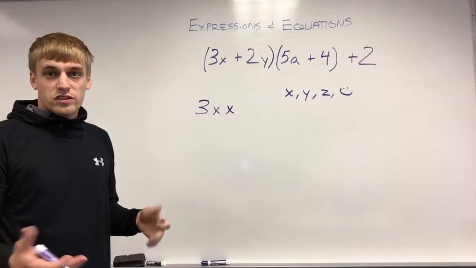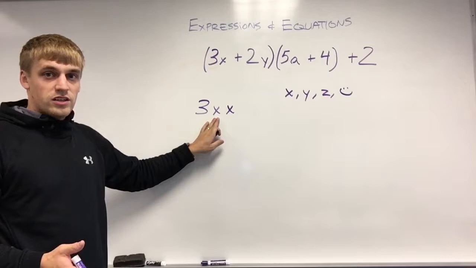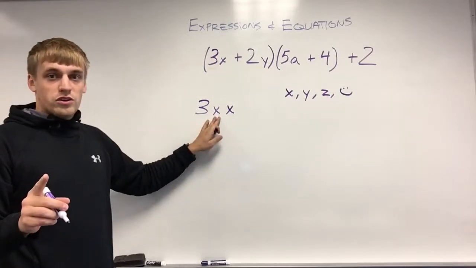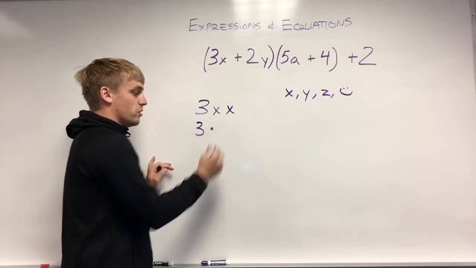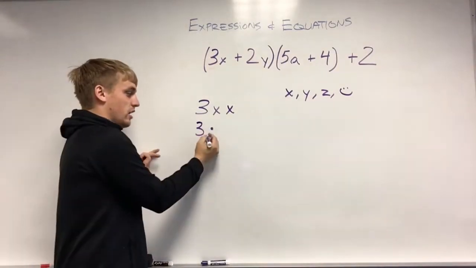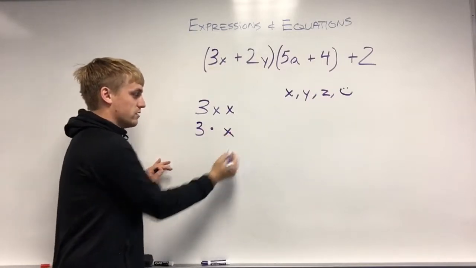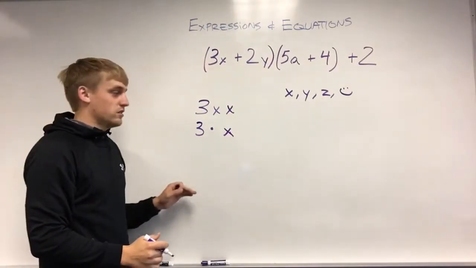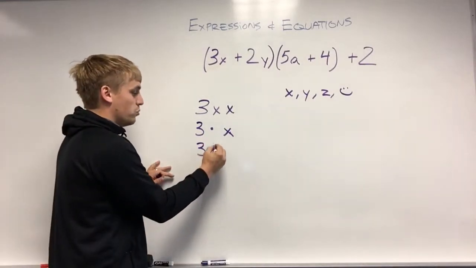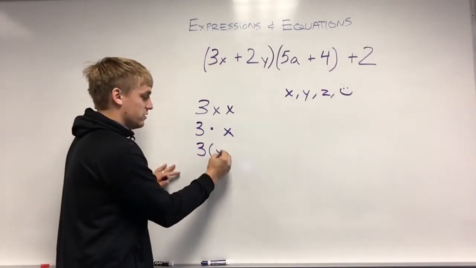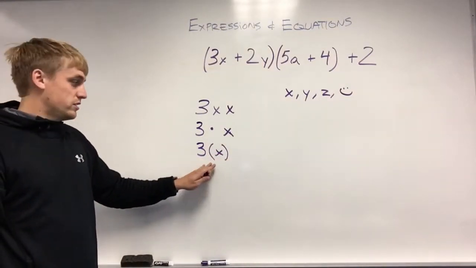It becomes very difficult to understand what the problem is asking. So the multiplication sign gets changed. One way you can change it is to put what looks like a decimal, but we raise it up a little bit and put it right in the middle, and then we put the x. So this says 3 times x. Another way to represent multiplication is to put the variable in parentheses. So this says 3 times x.